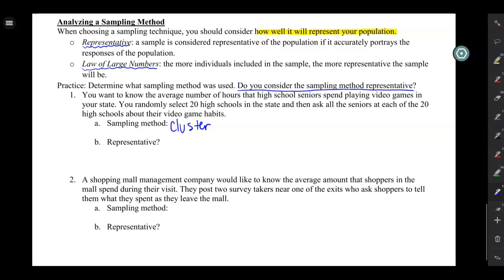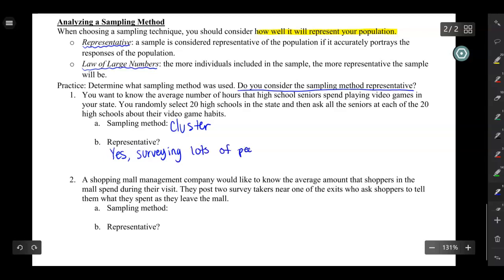Okay, so as far as representative, this is an opinion again. I would say that this is representative because you're surveying a lot of people. I'll kind of make a list. You're surveying lots of people, and they're from lots of different schools.